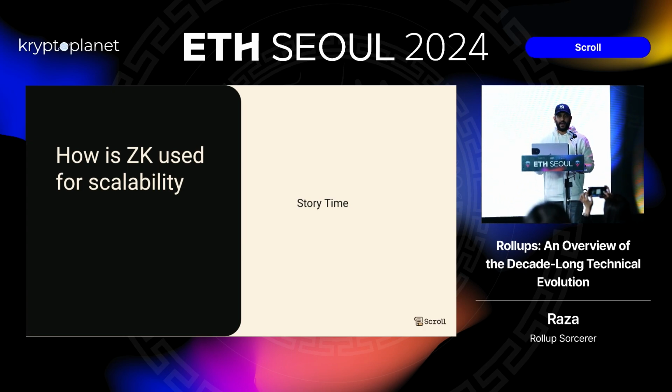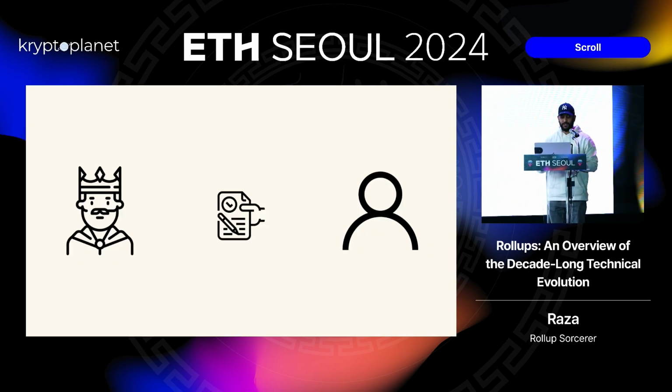I've had the pleasure this past week to talk to a lot of devs, to a lot of folks here in the space. It was actually not always well understood how ZK is used in scaling. So I usually tell this story, and hopefully through that we'll understand how ZK is used in scaling Ethereum. In a land far, far away, there's a king, and this king requires all his citizens to show transactions for every purchase they've made.